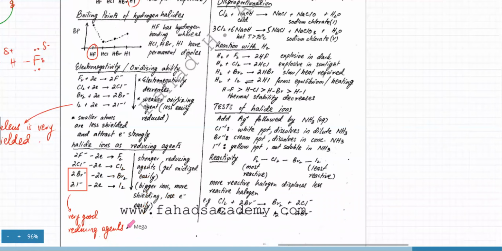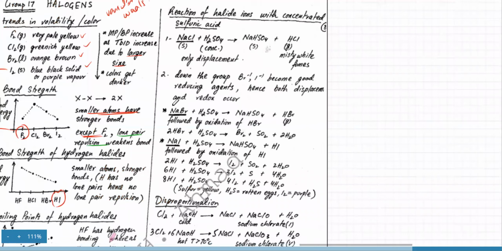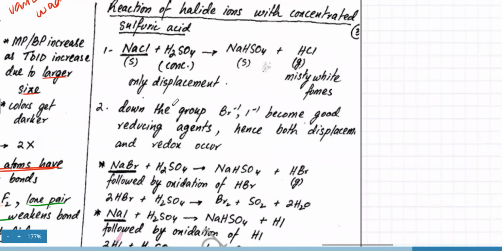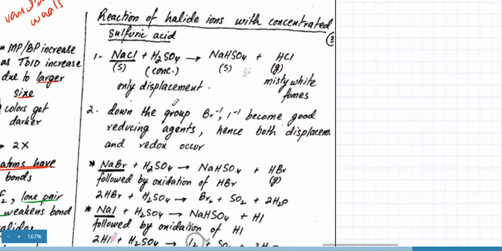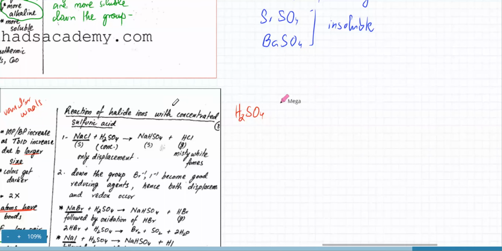Now, the next thing we're going to do, you get a lot of questions on this as well, and that's the reaction of halide ions with concentrated sulfuric acid. Concentrated sulfuric acid, H2SO4, is capable of doing two things. It's capable of acting as an acid, and if it's acting as an acid, it is a proton donor or produces H+ ions.